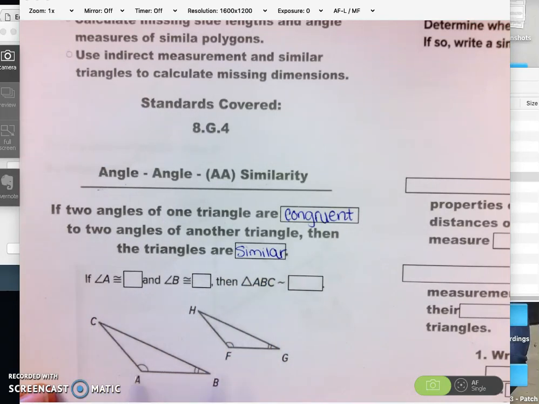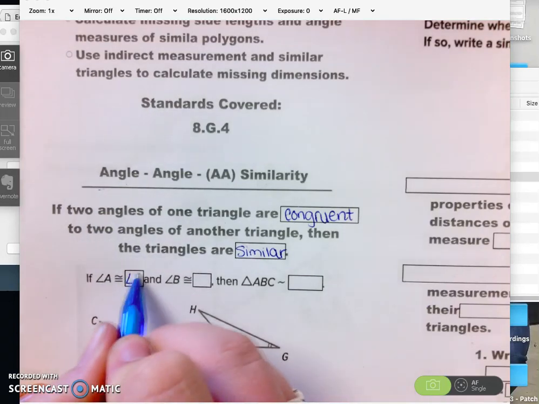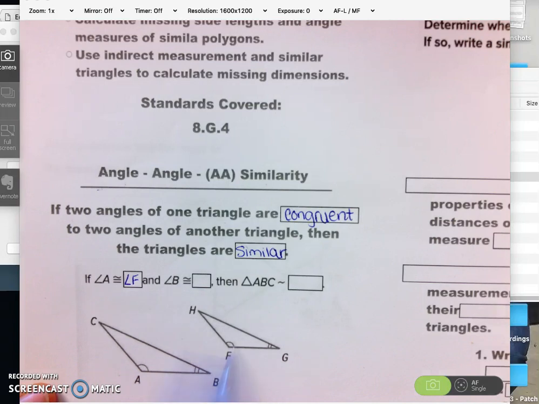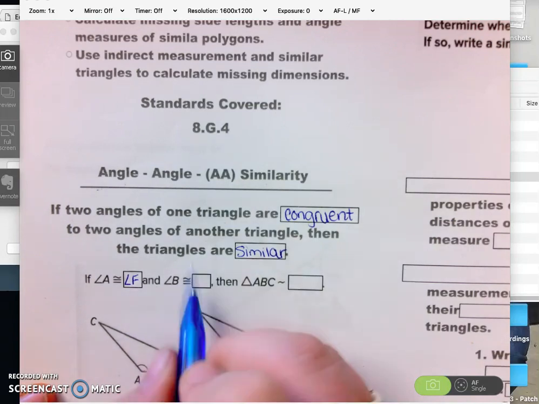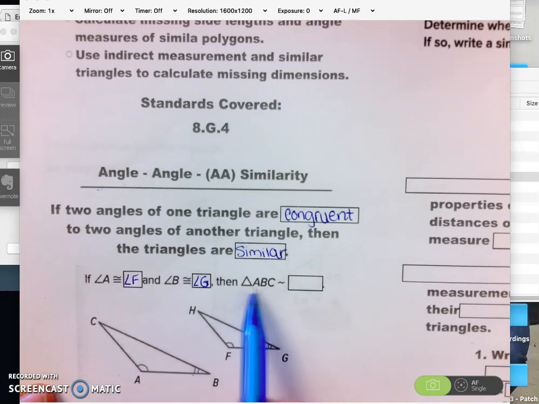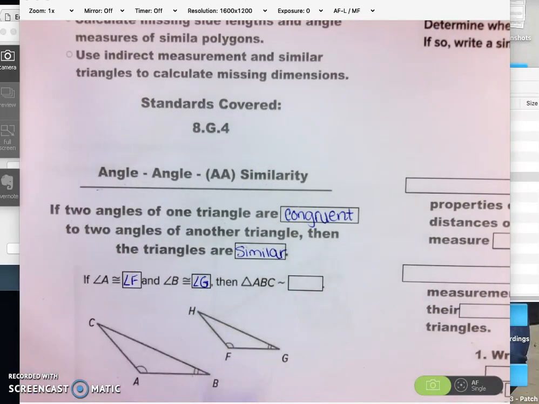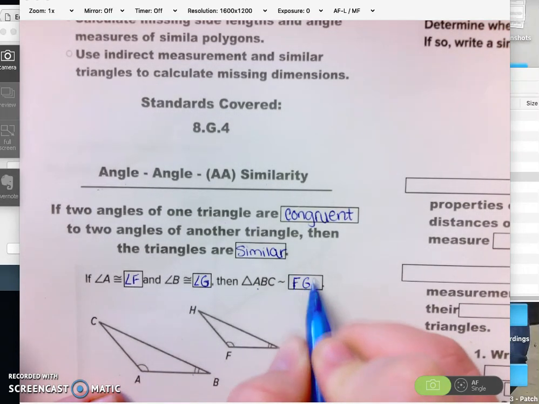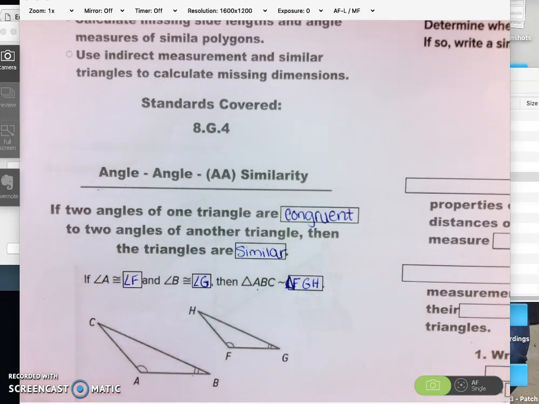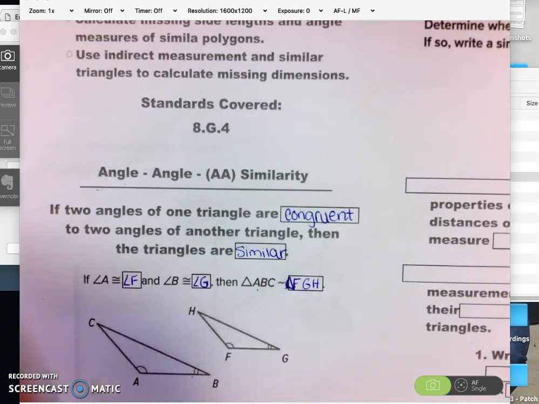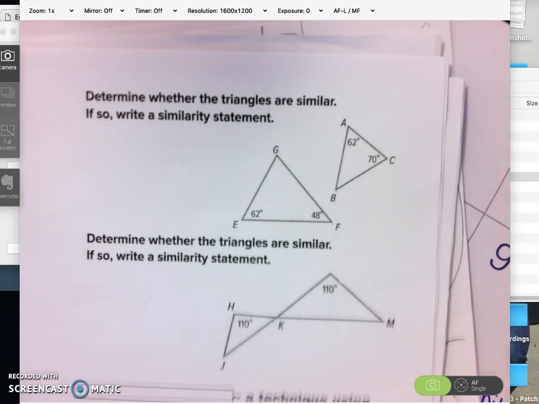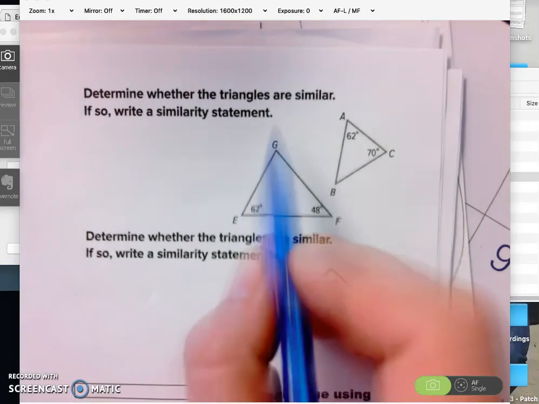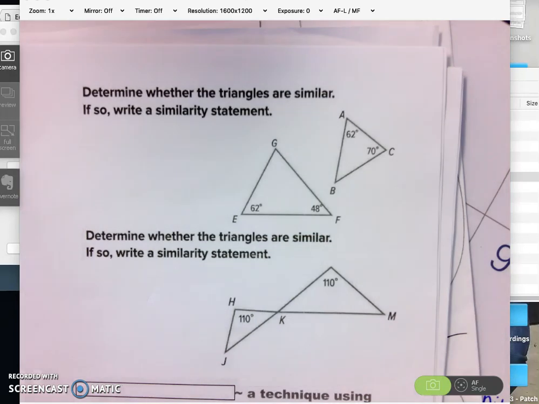Angle A is congruent to angle F, that's because I have one arc here and one arc here. And angle B has 2 and angle G has 2. Then triangle ABC is similar to, and we would start with the same one. So if we start with A, we start with F. So F, G, H, triangle. Okay, so taking that and knowing that, we can find our unknown lengths. So first determine whether the two triangles are similar, and if so, write a similarity statement.